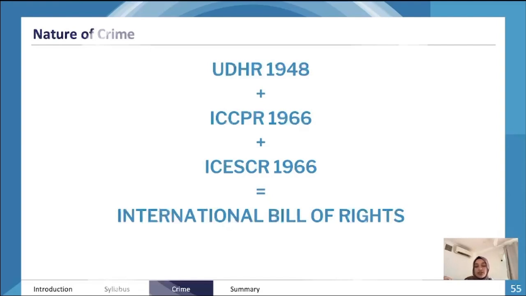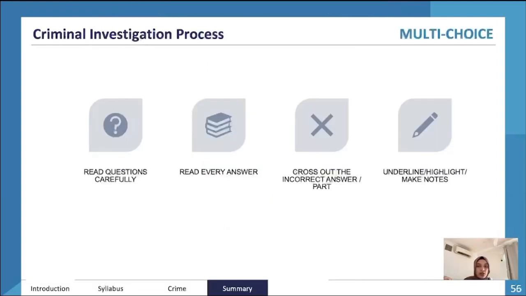For our summary in the lecture, I'm now going to go into a bit of a summary of the lecture and just a few ending tips for you to implement.